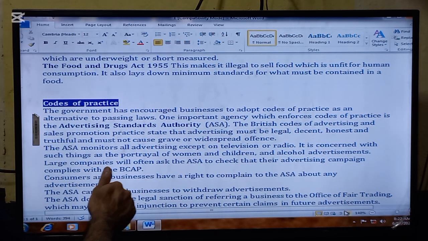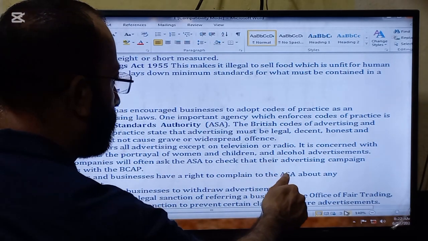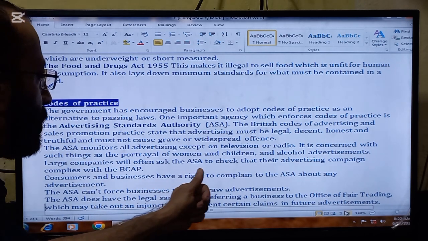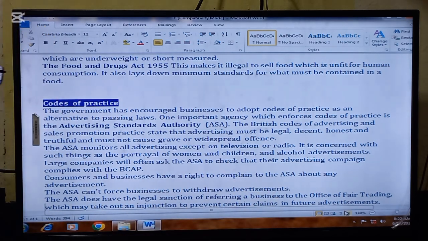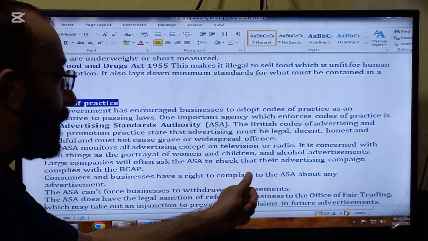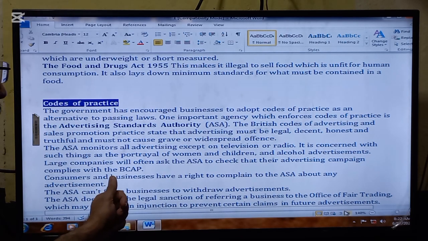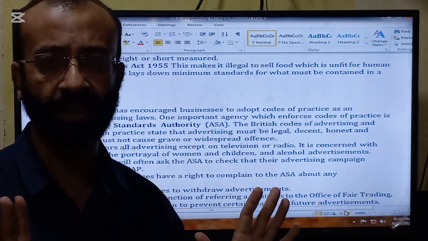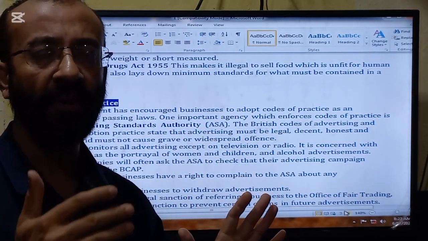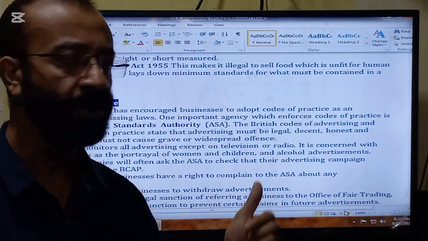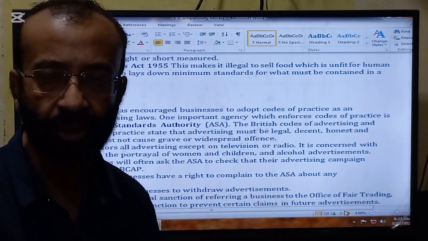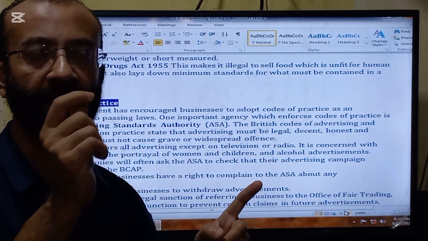The ASA monitors all advertising except on television or radio. It is concerned with such things as the portrayal of women and children and alcohol advertisements. Large companies will often ask the ASA to check that their advertising campaign complies with the BCAP. So it means there is some barrier which they have to face. They are not allowed on their own to do whatever they want. They have to ask someone, or there is someone who is checking and monitoring them.